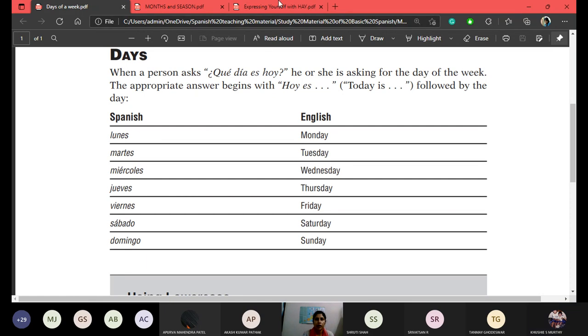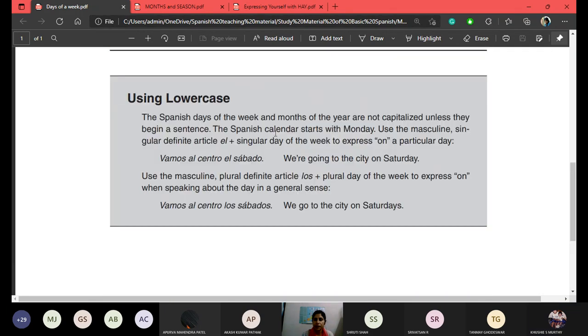Yes, ma'am. Okay. So if the same thing is written here, we go to the city on Mondays, then it will become Vamos al centro los lunes. Los lunes. "On" will become el or los, ¿vale? Depending upon the days.